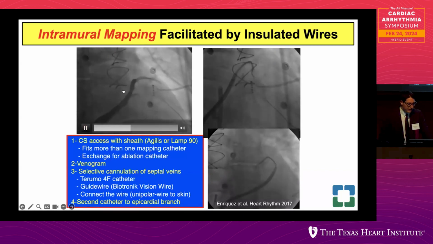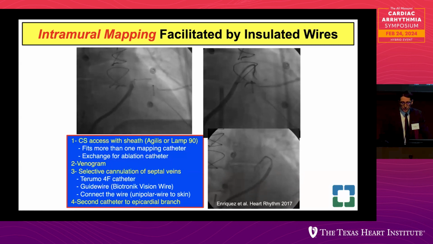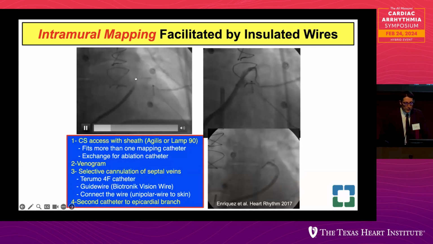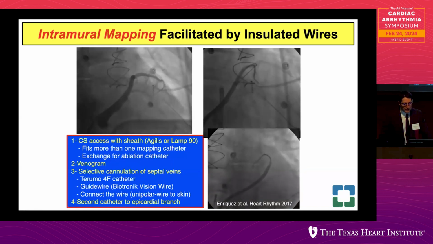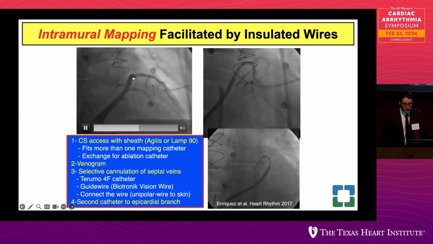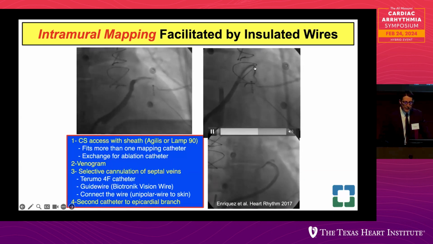We advance a sheath. Typically, we like to use a steerable sheath, but it's not necessarily required. We do have a distal venogram here. We select the target vessel from the AIV, the septal perforator. The best view for this is really the LAO caudal, but you can also work in the RAO projection if you want. And here you access the septal perforator with a macro catheter.